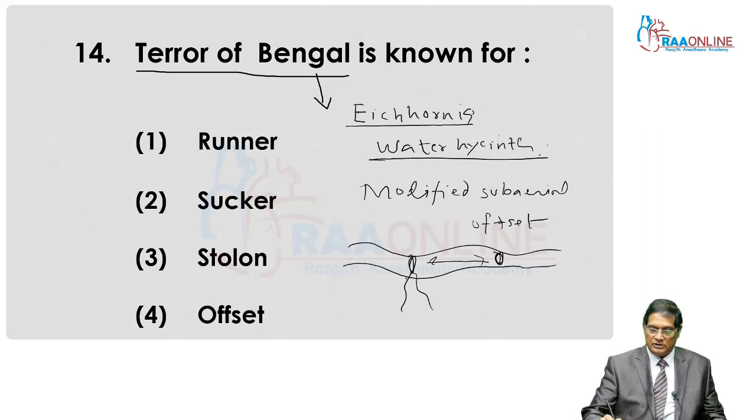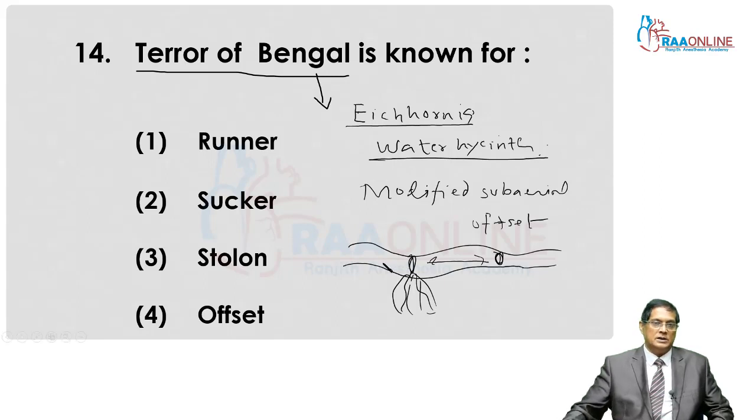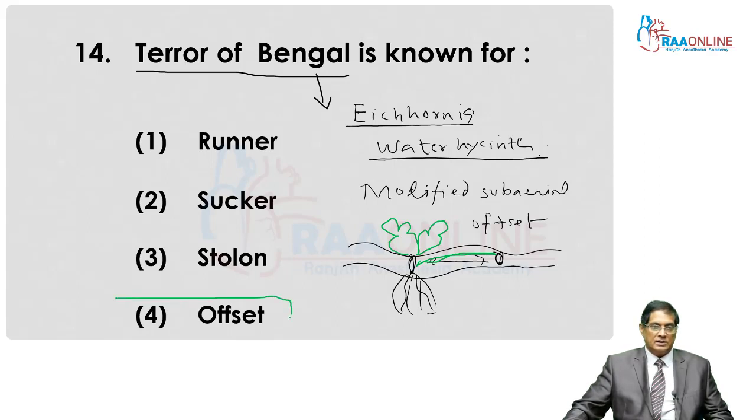From each node, spongy roots are given, whereas in the upper part, leaves are present. The lower part has spongy roots and this elongated structure in between two nodes is the offset. So, the correct answer for Terror of Bengal, the troublesome water weed, is offset.